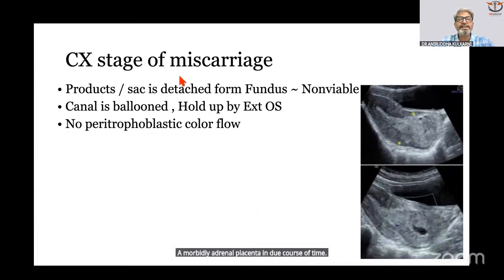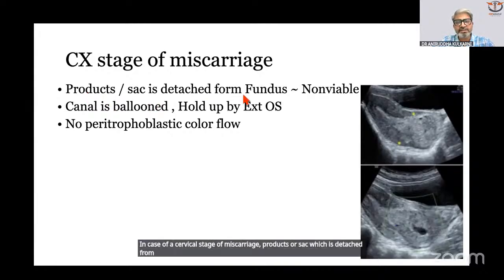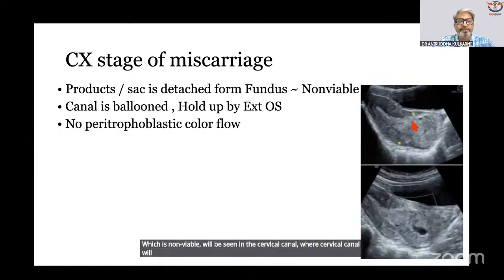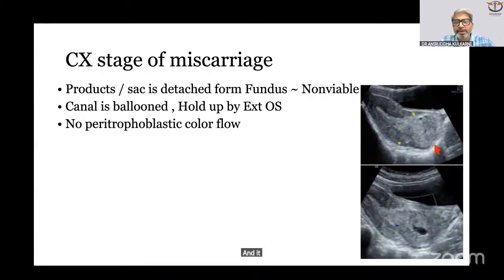In case of a cervical stage of miscarriage, products or sac which is detached from the fundus, which is non-viable, will be seen in the cervical canal, where the cervical canal will be ballooned and it will be held up by the external os. There will not be any peritrophoblastic flow.